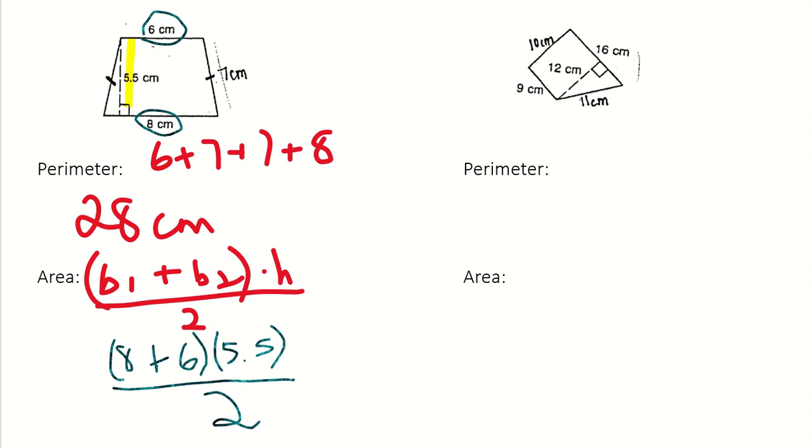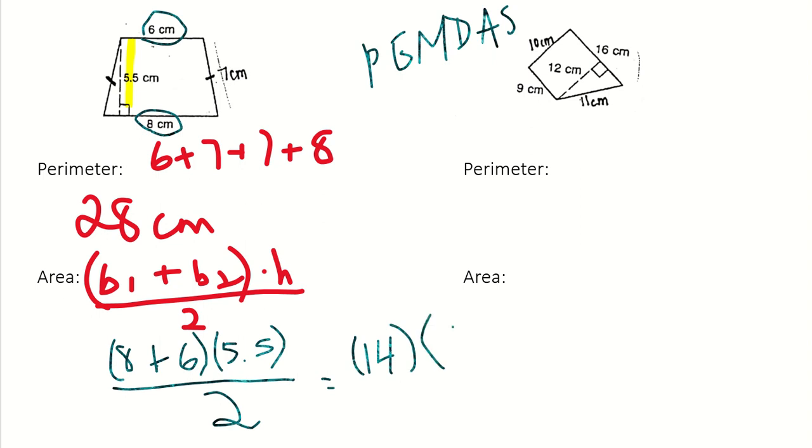Now, moving on, we just have to simplify this by doing PEMDAS in the right order. Remember, according to PEMDAS, we do parentheses. So let's do the parentheses that has something going on inside of it. The 8 plus 6. 8 plus 6 is 14. 14 times 5.5. All of that will be divided by 2. Now we do multiplication, the top part. The 14 times 5.5.